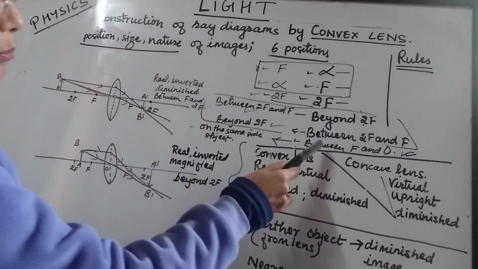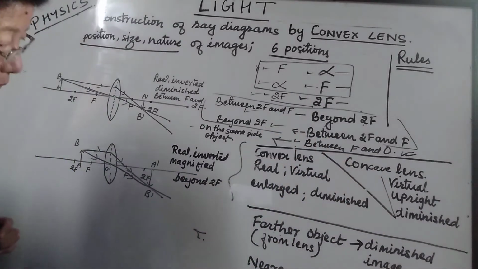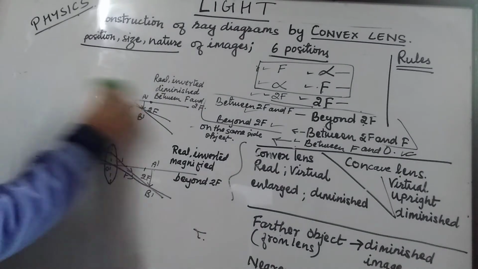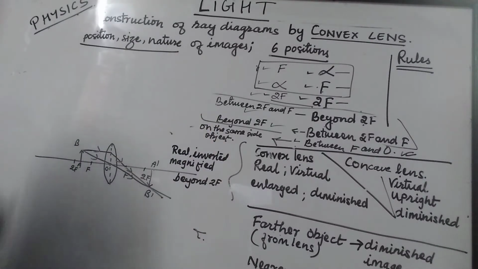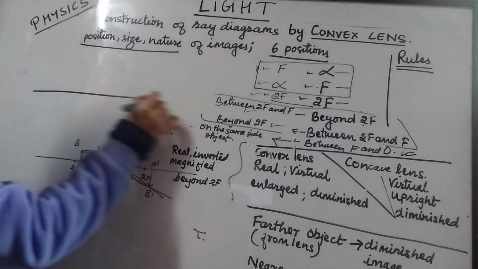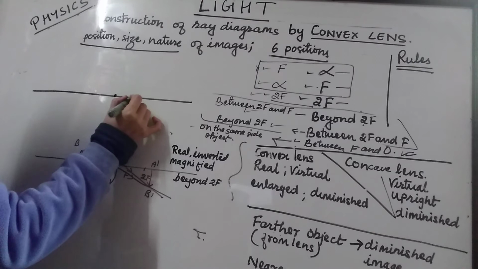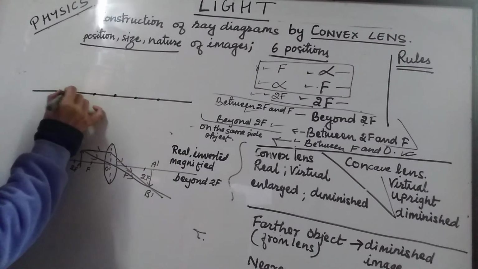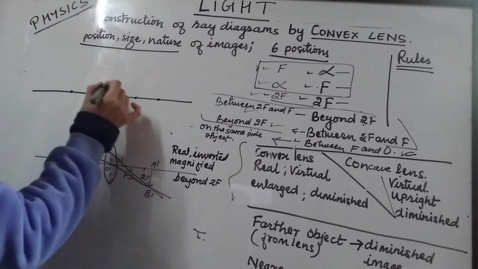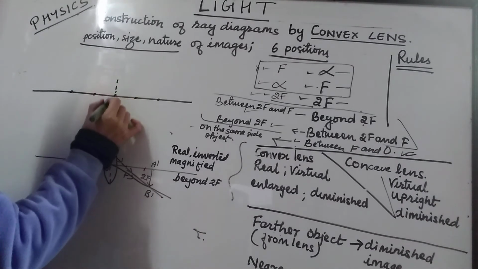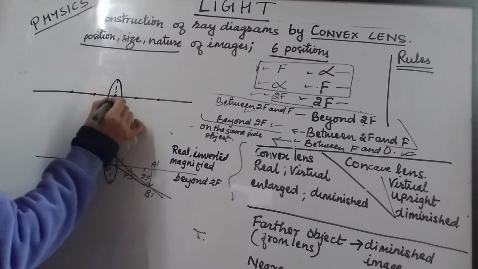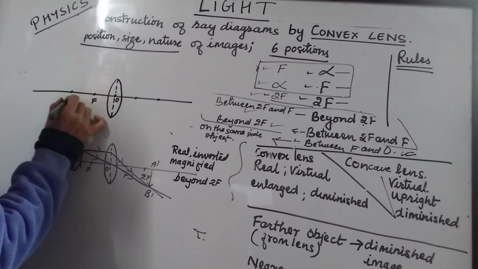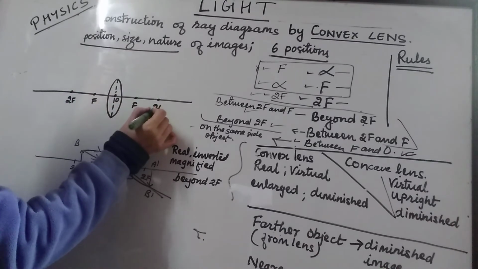Now we'll go to the last one, between F and O, and this is the special one. This is not like the others. This is when the object is very close to the lens, then what happens to the image, we will see here. So on my principal axis, make 5 positions, 1 2 3 4 5. All these points should be equidistant from each other. The middle one is the lens position. This is O, this is F, this is 2F, this is F, this is 2F.